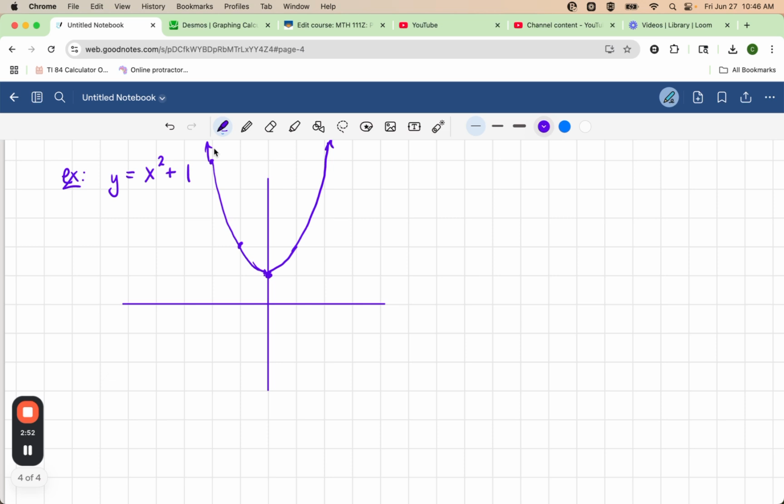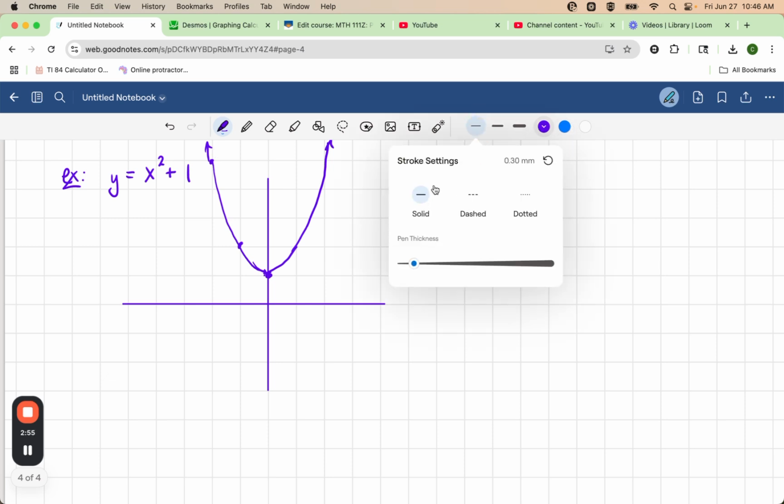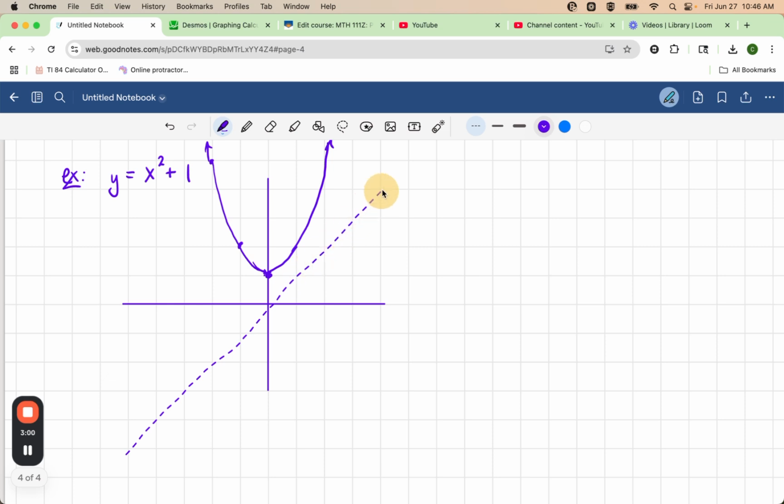Now remember that it's rotated around the line y equals x. If I rotate that around the line y equals x, then I'm going to get my inverse function. So my inverse function would look like this. And hopefully this is giving you the heebie-jeebies, and you're like, that's not a function, dude. That fails the vertical line test. You'd be right.